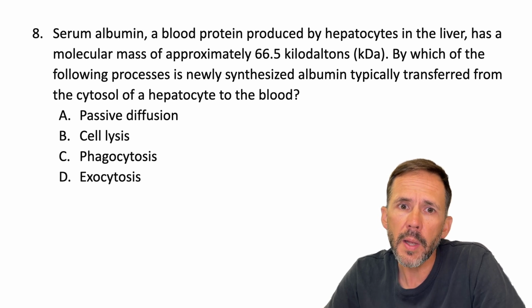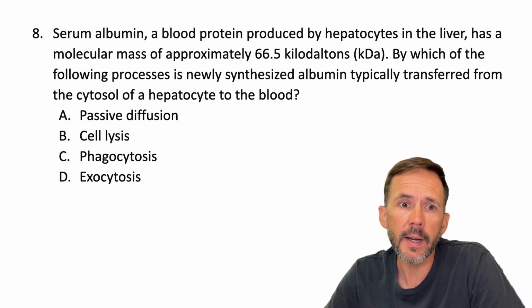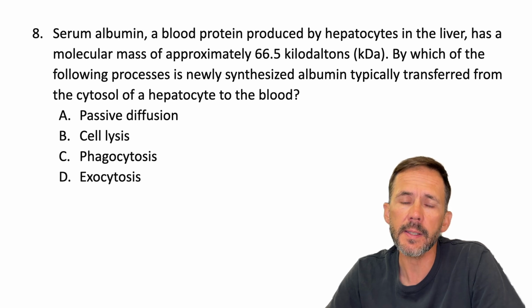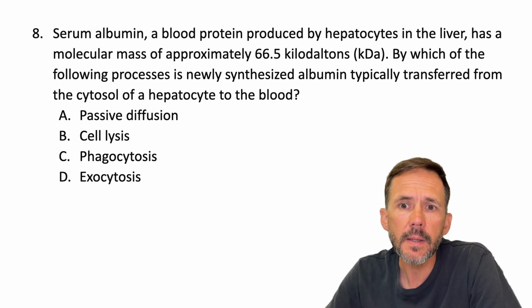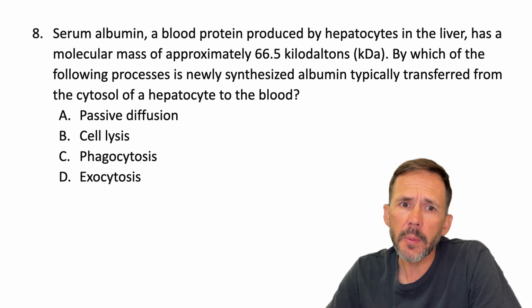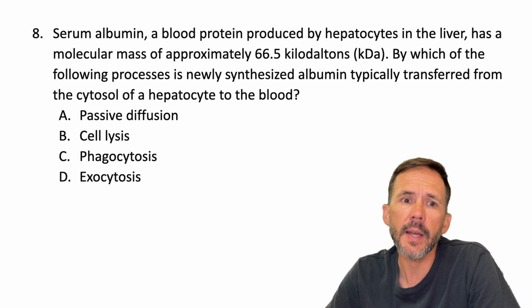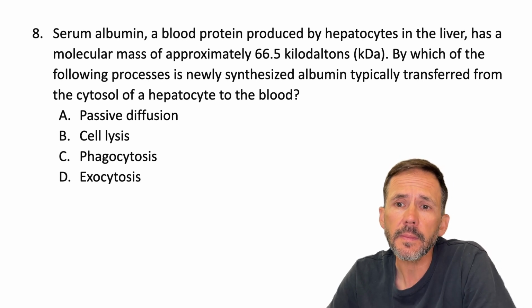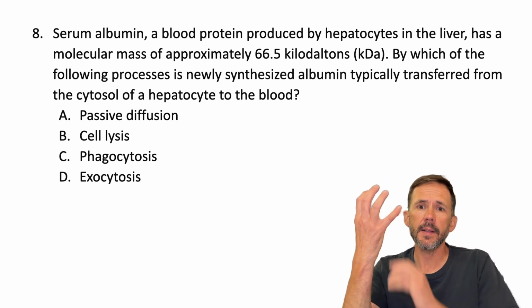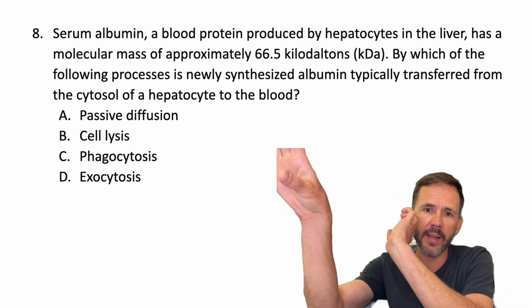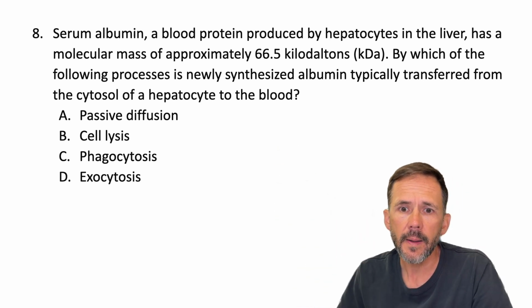Serum albumin, a blood protein produced by hepatocytes in the liver, has a molecular mass of approximately 66.5 kilodaltons. By which of the following processes is newly synthesized albumin typically transferred from the cytosol of a hepatocyte to the blood? So the answer here is exocytosis, right? We have a cell, it's making something, it's exporting it, that's exocytosis.